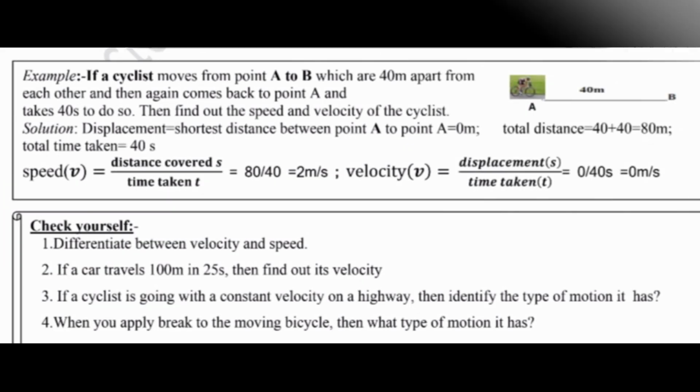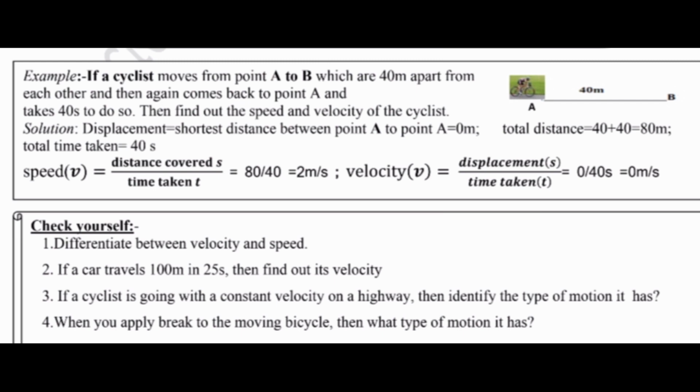Example: if a cycle moves from point A to B, which are 40 meter apart from each other, then again comes back to point A and takes 40 seconds to do so, then find out the speed and velocity of the cyclist. Solution: displacement is equal to shortest distance between point A to point A, that is 0, and total distance 40 plus 40 is equal to 80 meter. Total time taken 40 second.